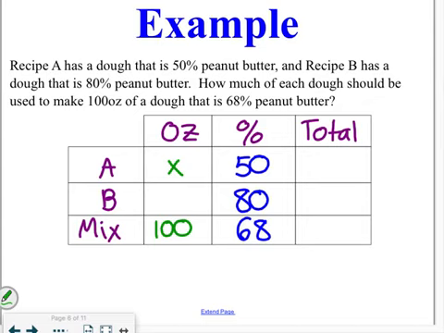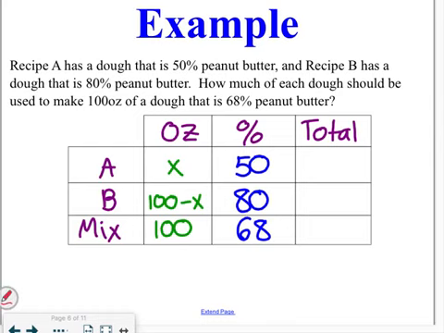So in order to figure out how much B is, we're going to take our total mixture and take away however much A is. You could have flip-flopped and said that you want to know B, so make B X, and A be 100 minus X. Either way, one of your values is going to be X, and one of them is going to be the mix minus that X value. It doesn't matter which way you do it.